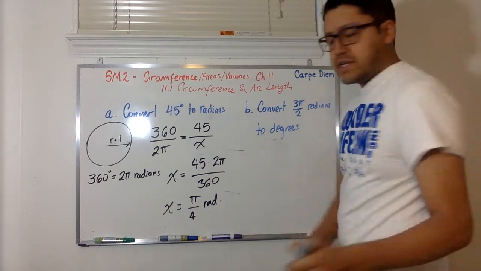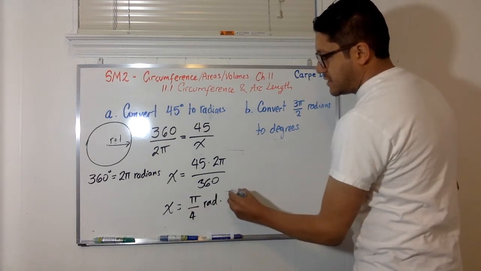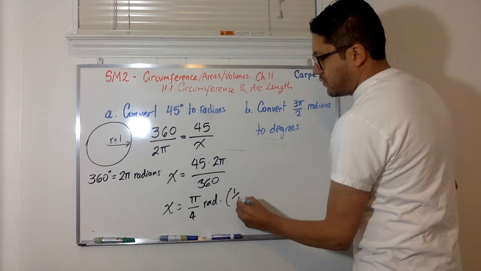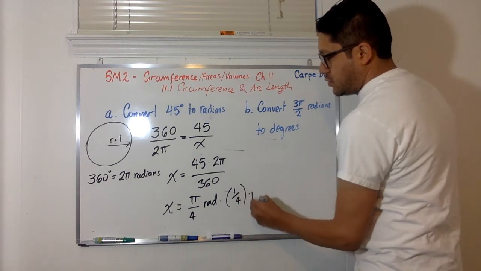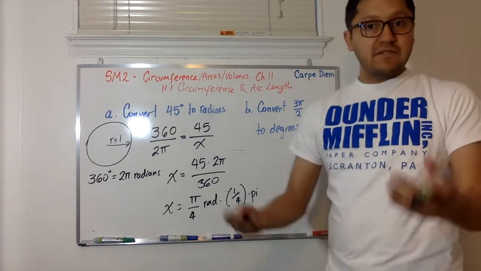In Canvas, for example, I will ask you to do this. The coefficient of pi is 1 over 4, and then you multiply by pi. This is the way you are going to show it in Canvas, okay?